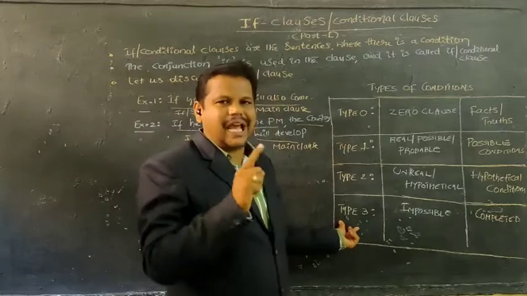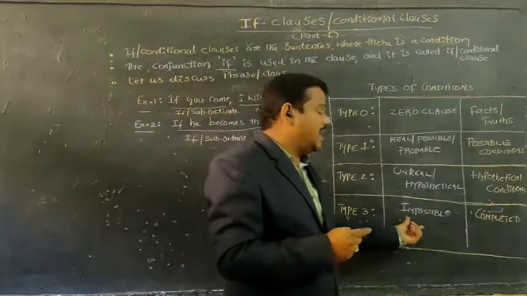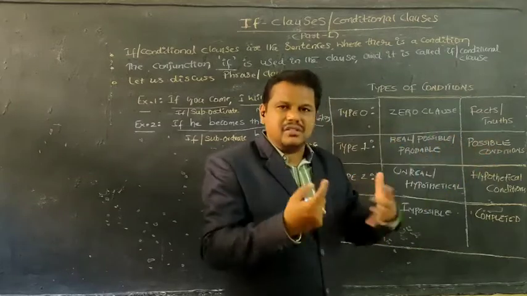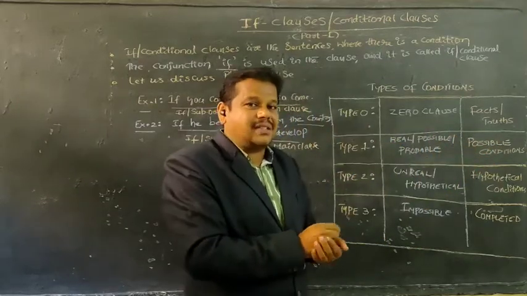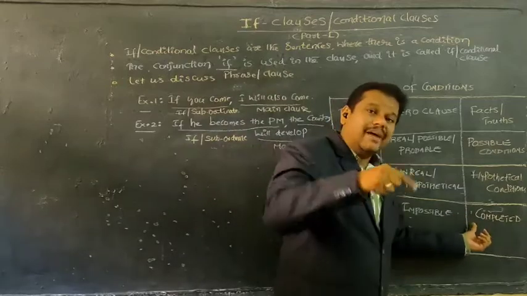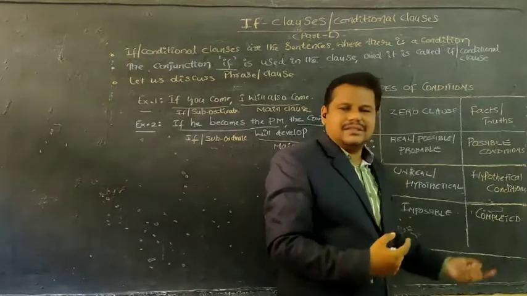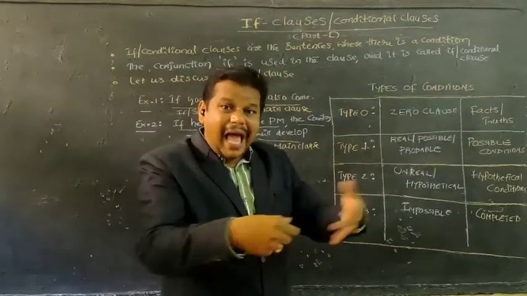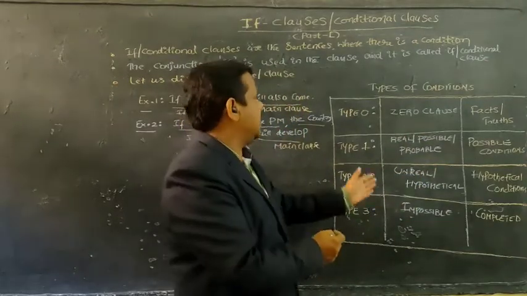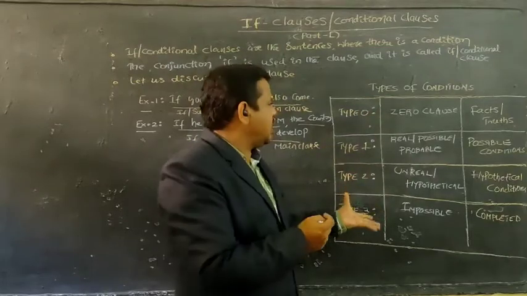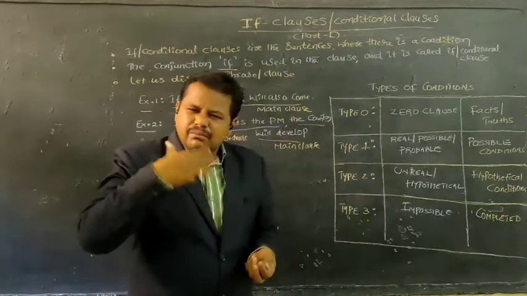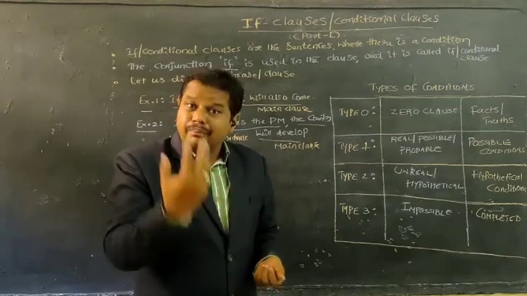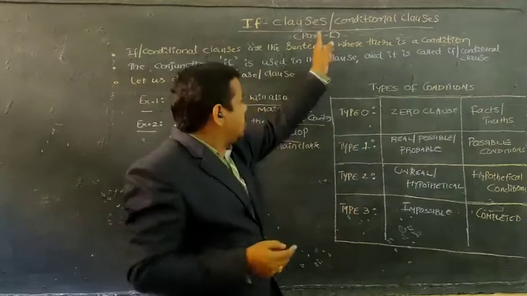And the last one, type 3 conditions, are always impossible sentences. If you read the sentence, you won't find a possibility. They are called completed conditions. That means the statement has completed actions. All these 4 different types of conditions we will learn more accurately in your next classes with a number of examples in the part 2 session.